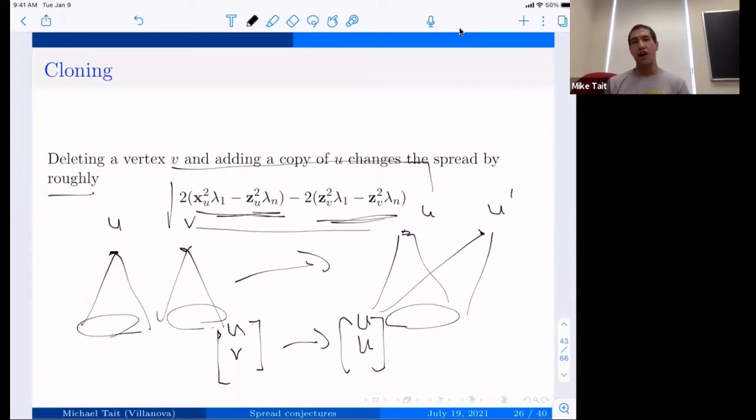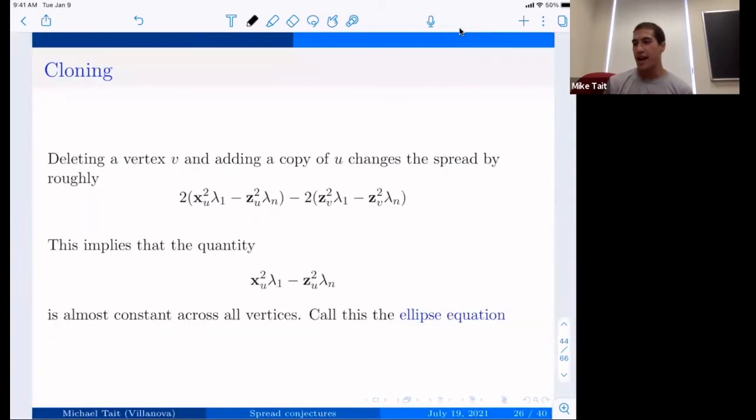And here you can switch the roles of u and v, right? So when I make this change, I better not increase my spread. And if I made the change in the other direction, I also better not increase my spread. And so this quantity that I boxed here should be close to 0, right? So this thing should be approximately 0. And this implies that how much each vertex contributes to the spread should be the same for all vertices. If they're very different, then I'll clone the one that helps me more, right? That's the idea. And I'll call this the ellipse equation. So this is very helpful. This tells us a lot about what's happening with our graph. Okay.